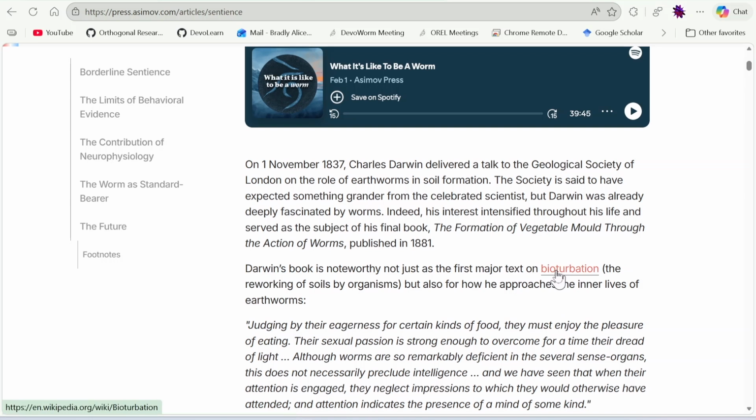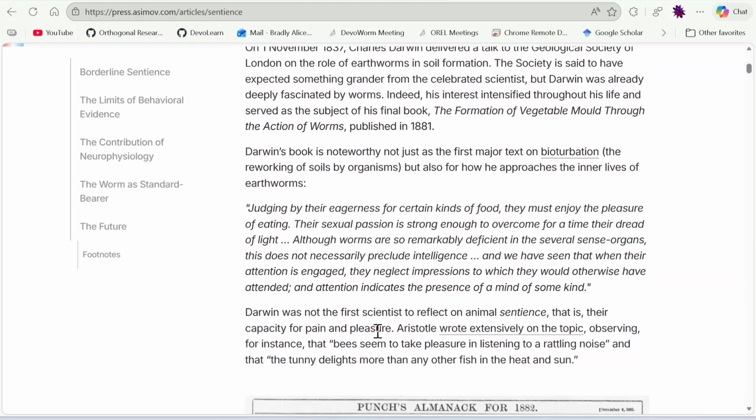He wrote a text on bioturbation, which is the reworking of soils by organisms. C. elegans moves around in nature through a soil column. Collectively, they can change the composition of their home soil. They eat vegetable molds, the bacteria in vegetables, rotten fruit, and other things. Then they excrete things and rework the soil by moving through the soil column. This was quite interesting to Darwin, and it's a reflection on animal sentience.